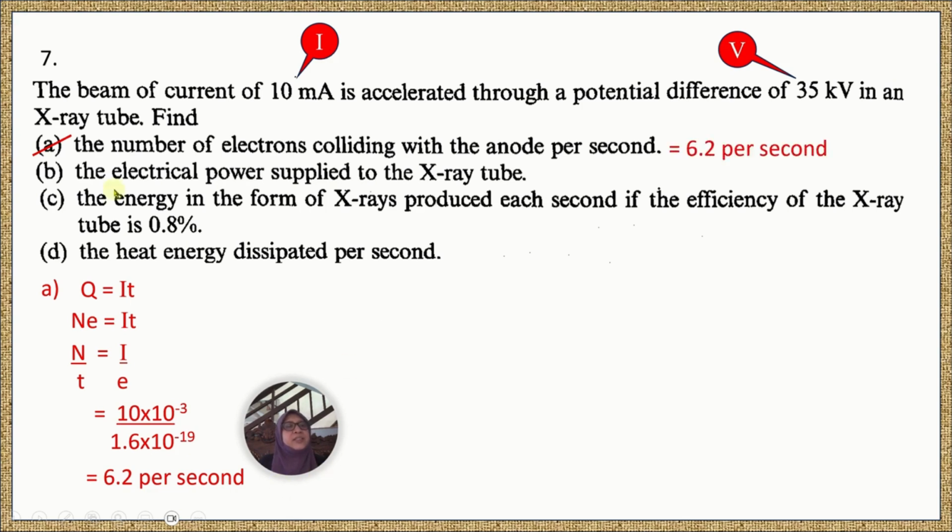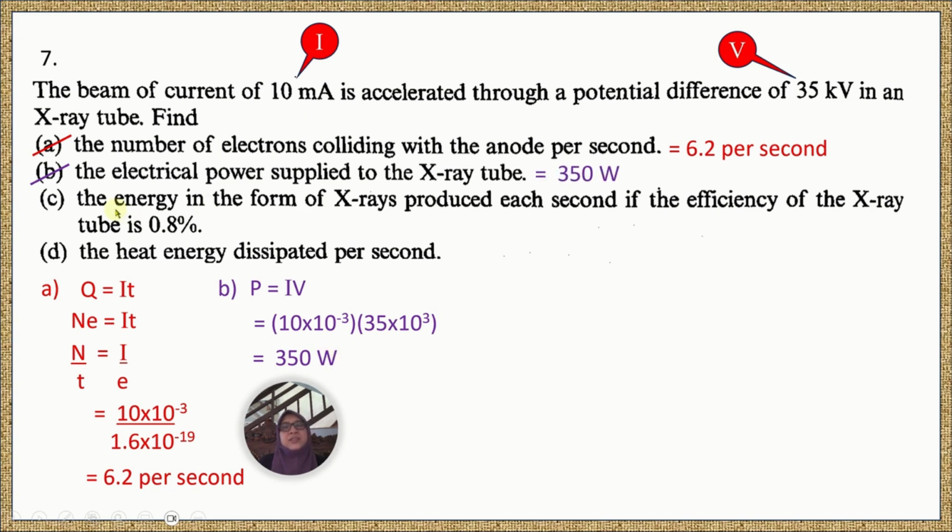Okay, for question B, the power. So the electrical power supplied to the X-ray tube. So the power is equals to IV. So I is current 10 milliampere, convert to ampere, and the voltage is 35 kilovolts, so convert to volt, and we get the power 350 watt.